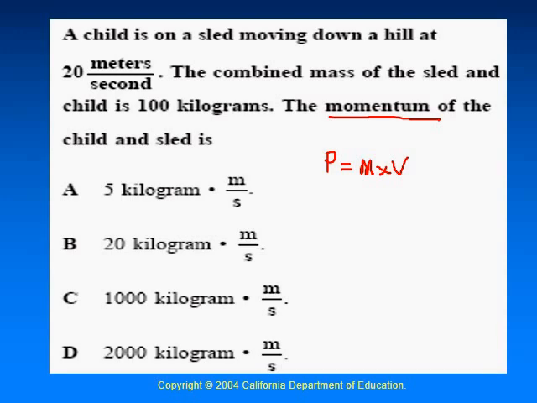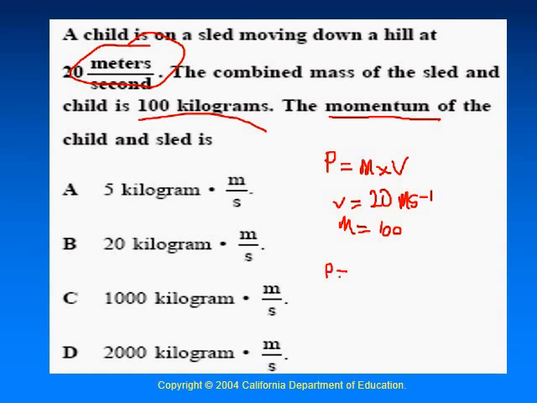And the variables we have are that V equals 20 meters per second, and the mass M equals 100. So plugging those numbers in, P equals 20 times 100, which equals 2,000 kilogram meters per second. And therefore the answer is going to be D.